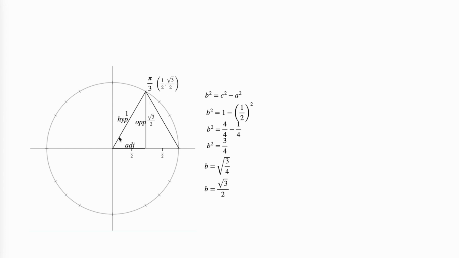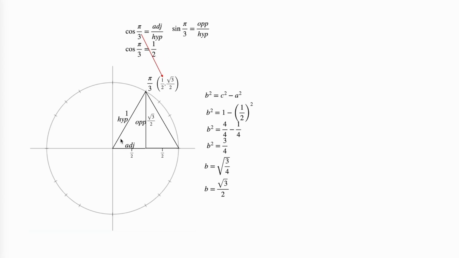The cosine of the angle is the adjacent over the hypotenuse. And that's going to correspond to this term. The x term is the cosine of theta, or the cosine of pi over 3. The adjacent is 1/2 over the hypotenuse over 1. 1/2 divided by 1 is 1/2. This is the cosine of pi over 3. So the cosine of pi over 3 is 1/2.